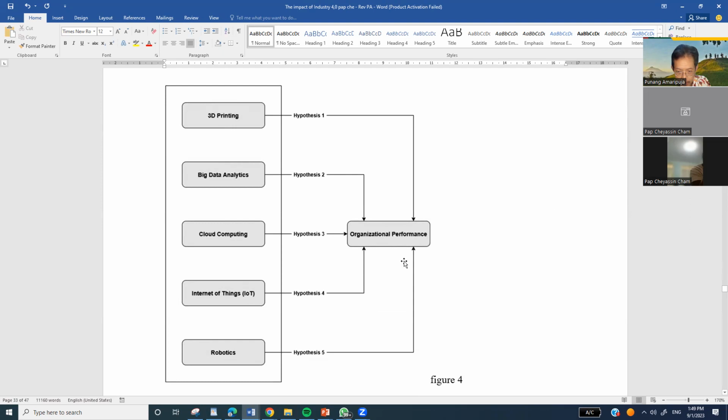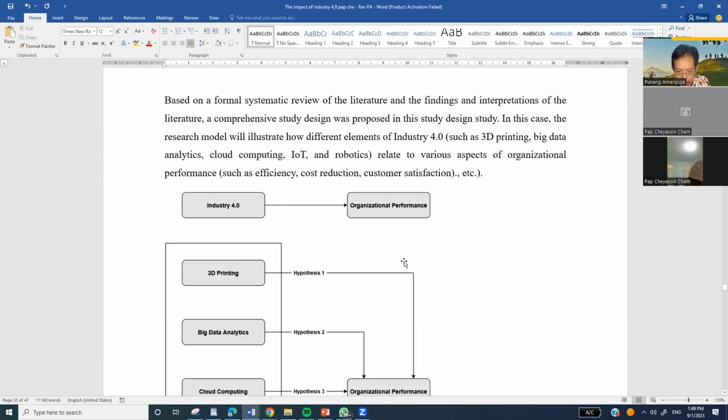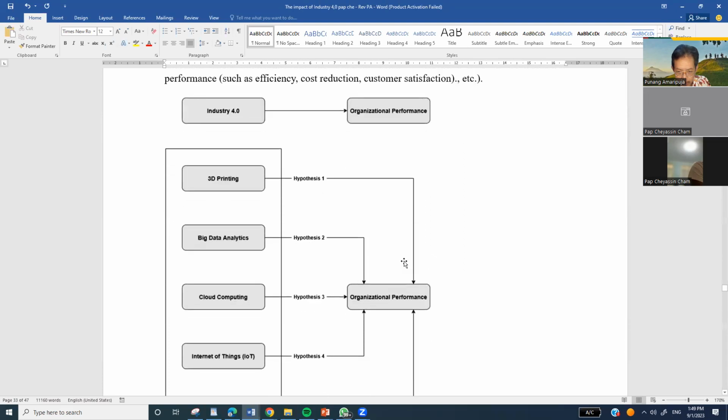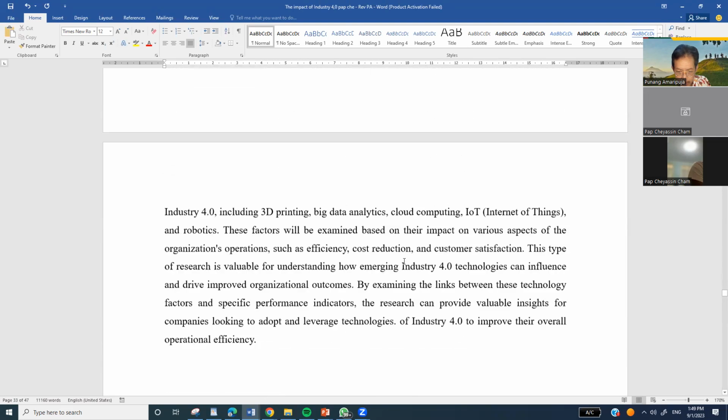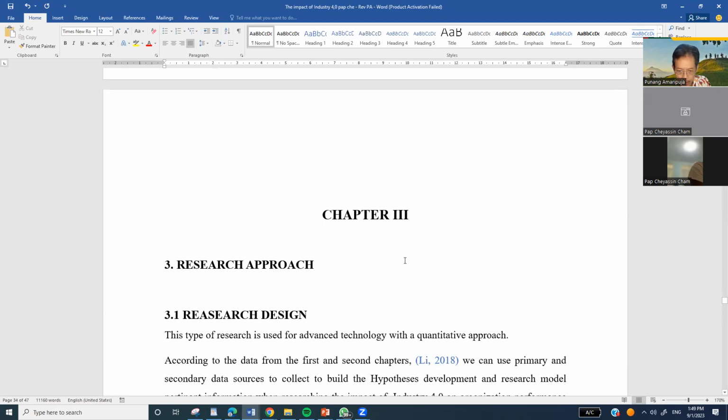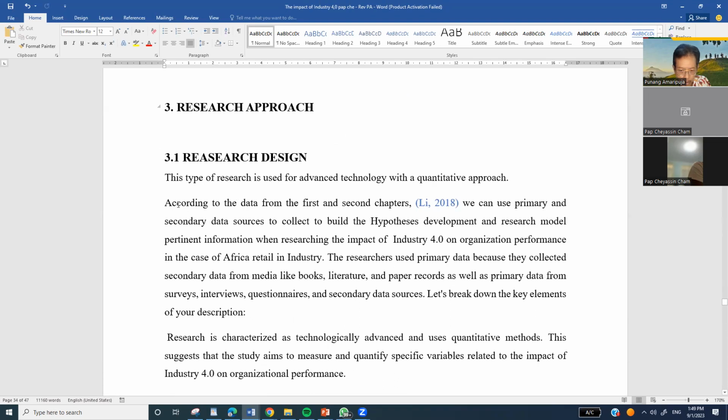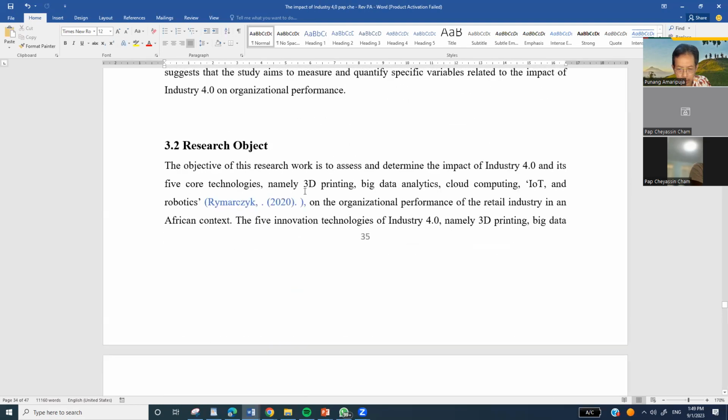Yes, I reference it from a research from Palestine. Okay, I'll later on go to the list of references, and please show me which one it is. Research design, primary and secondary, quantitative research object. Object is different from objective.